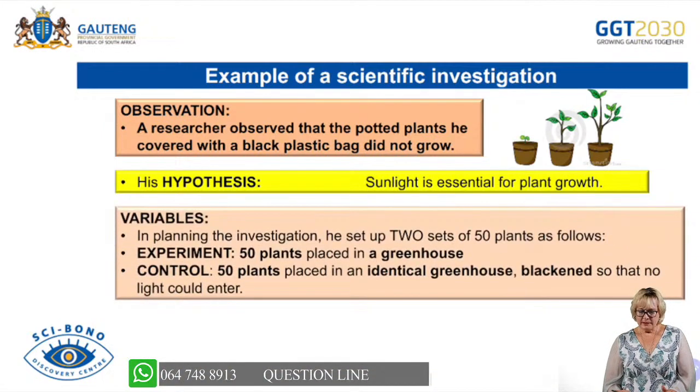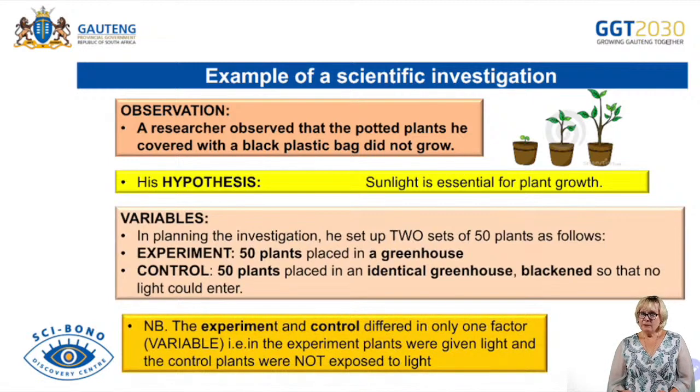What variables are there? In planning the investigation, he set up 2 sets of 50 plants as follows. In the experiment, he had 50 plants placed in a greenhouse. Now that is where the conditions are perfect for plants to grow. And then his control was 50 plants placed in an identical greenhouse, blackened so that no light could enter. Right, so that's his control. There he has taken out the sunlight.